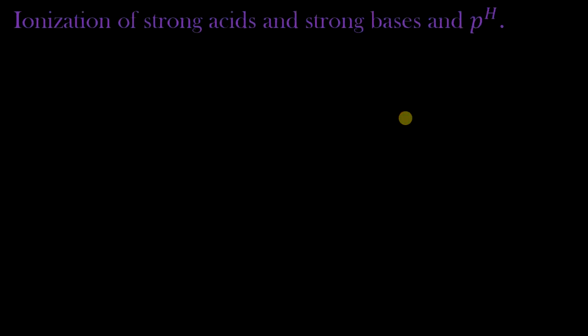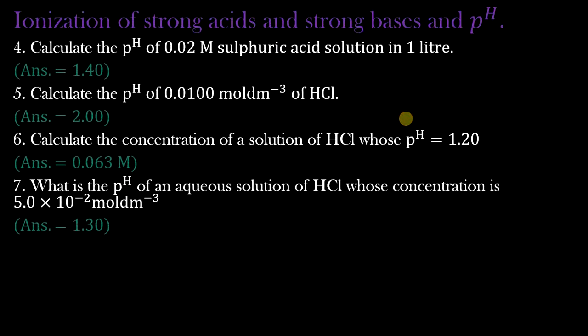So with that, we have some numbers here to try. The first one is supposed to find the pH of 0.02 molar sulfuric acid solution in a liter, and the next one you're supposed to calculate the pH of 0.01 molar HCl, and the answers are given, of course.